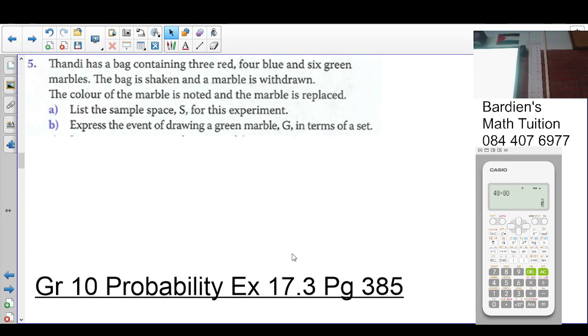Tan D has a bag containing 3 red, 4 blue, and 6 green. So she has 3 red marbles, 4 blue marbles, and 6 green marbles. The bag is shaken and a marble is withdrawn. The color of the marble is noted and the marble is replaced, which means to say the marble is put back in the bag. You guys understand? So that's the sample space for this experiment.